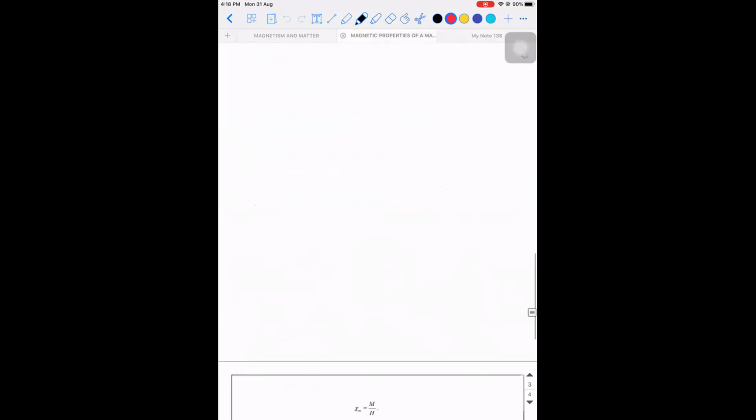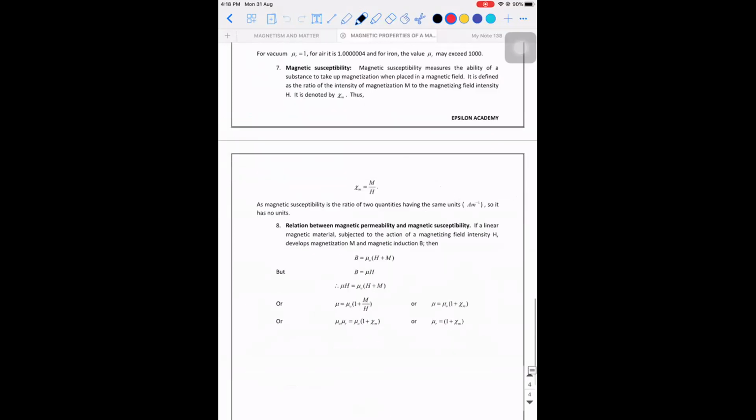So there are 2 more points. This is the last definition, and the next one is a relation. That is magnetic susceptibility. This I already told you in the previous class. What is susceptibility? It is the extent to which a material can get easily magnetized. So it is the ability of a substance to take up magnetization. It is defined as the measure of the ability of a substance to take up the magnetization when placed in an external magnetic field. That is a theoretical definition.